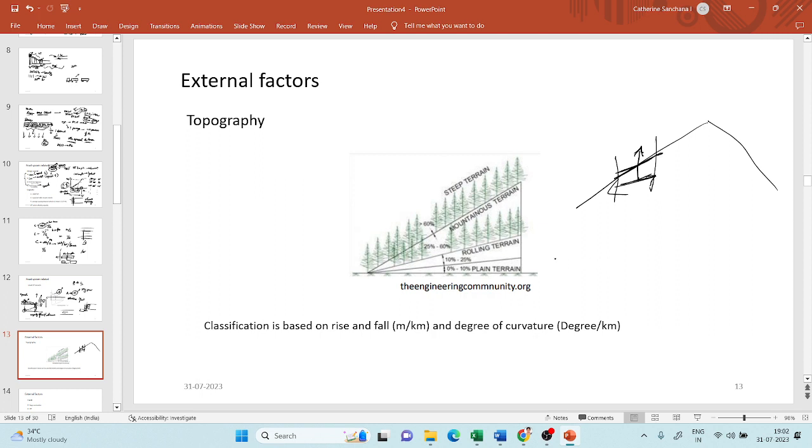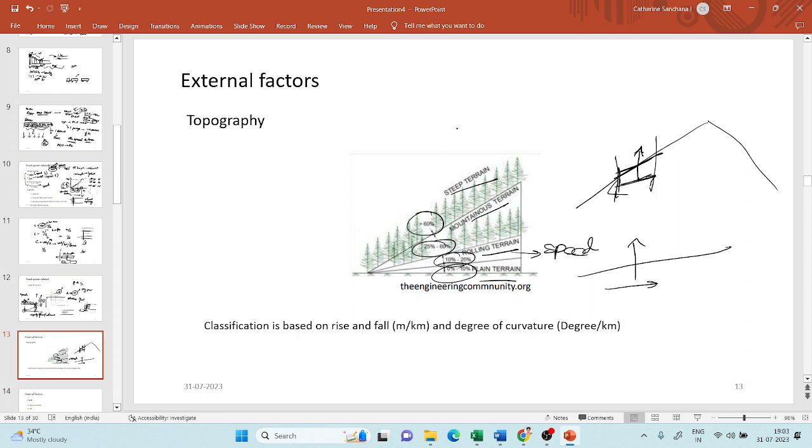Most of us will think that the longitudinal slope is the cross slope. The longitudinal slope is not the slope with which these terrains are defined. It is the transverse slope, that is, the transverse slope when the vehicle is moving in this direction is the cross slope. So based on this slope, the topography is divided into four divisions, and based on this topography, the speed will vary as per IRC. So this will also affect the geometric design of highways.